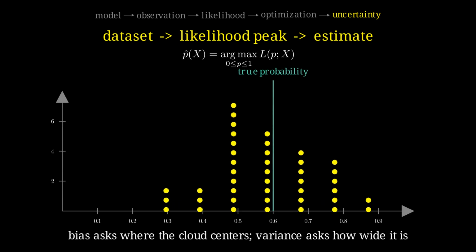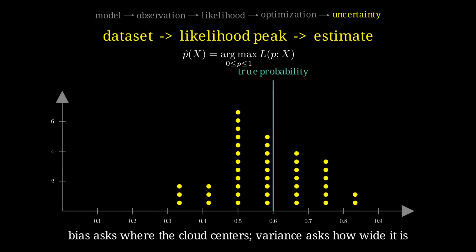Does the cloud center on the truth? How widely does it spread? Those are bias and variance questions about a procedure. They cannot be read from one observed likelihood alone.